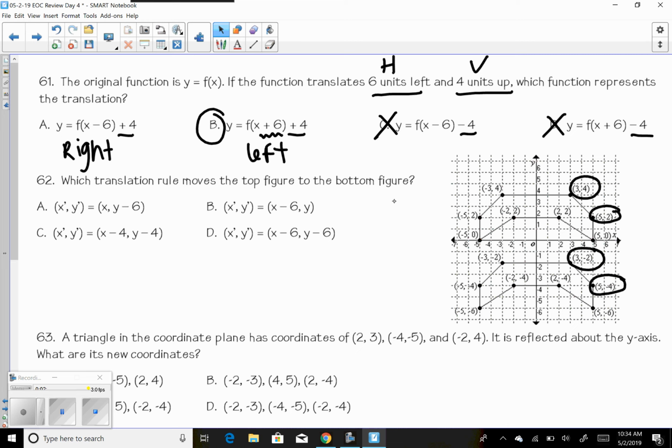So how do you go from 4 down to -2? Hopefully you're saying -6. So x's stay the same, and my y's are subtracting by 6. All right, look, that's a 2. 2 minus 6 is -4. So the correct answer here would have to be A.